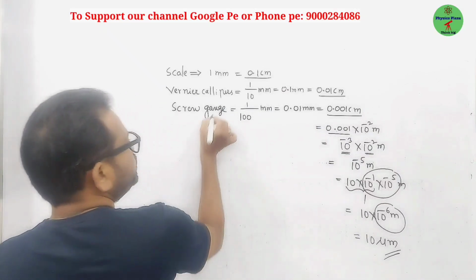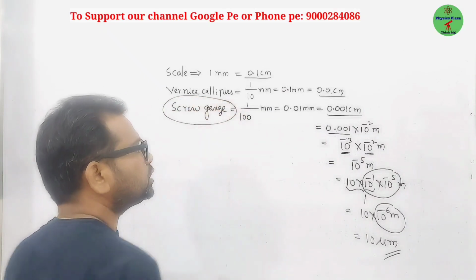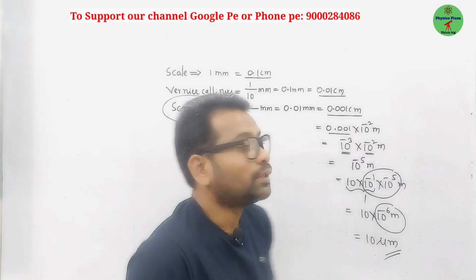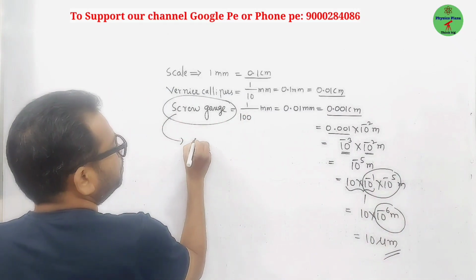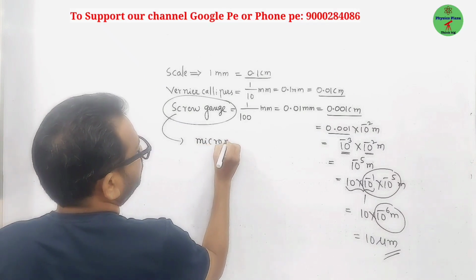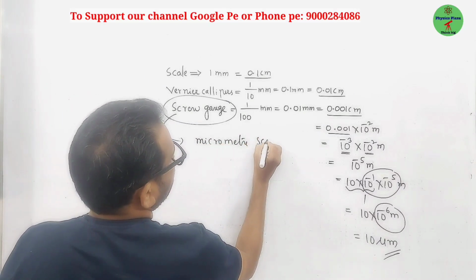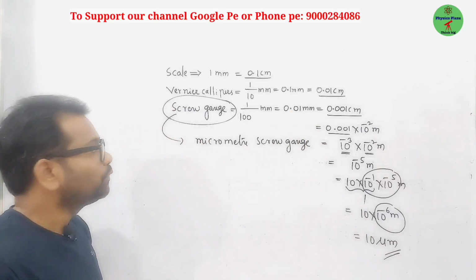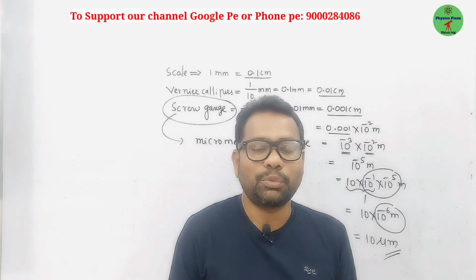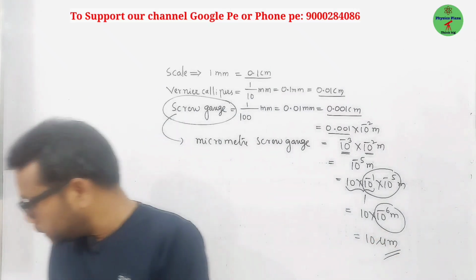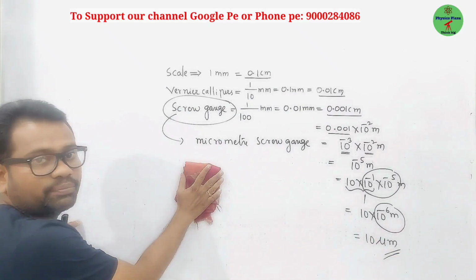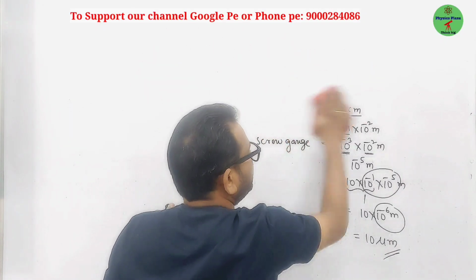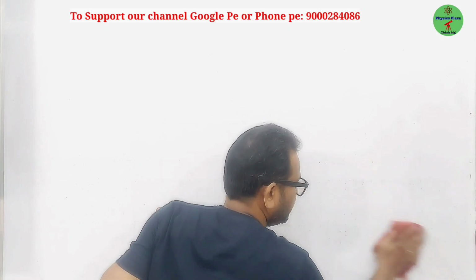Which means, by using this device, we can measure length in the order of micrometers, in the order of microns. That's why it is also called a micrometer screw gauge. Okay, fine. Now let us discuss in detail about the vernier calipers, and we can also discuss the screw gauge. Hope it's clear. So children, I hope you understood why we call this screw gauge a micrometer screw gauge.